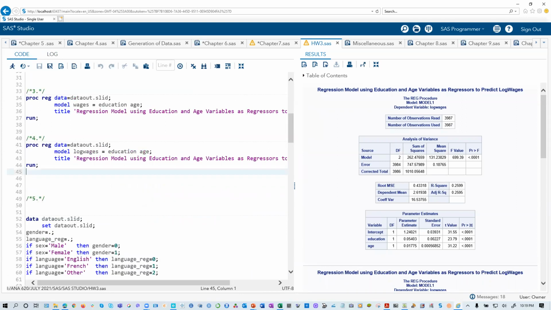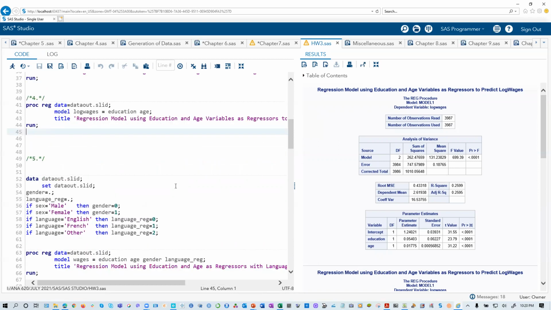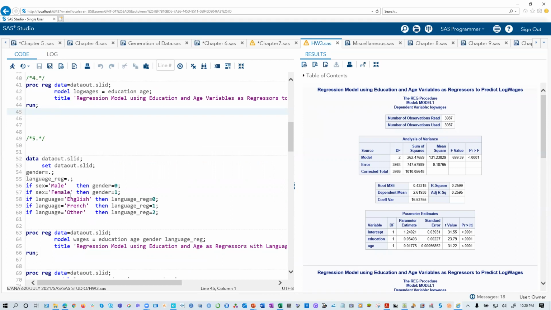Now in number 5, using the grouping variables for sex and language, add them to this model. Select the grouping variable that creates the best model. Okay, now we're gonna group. We need the numbers for this to run. We cannot run without the numbers. We have male and female. I'm gonna give another name for sex, converted into gender, and give 0 and 1.